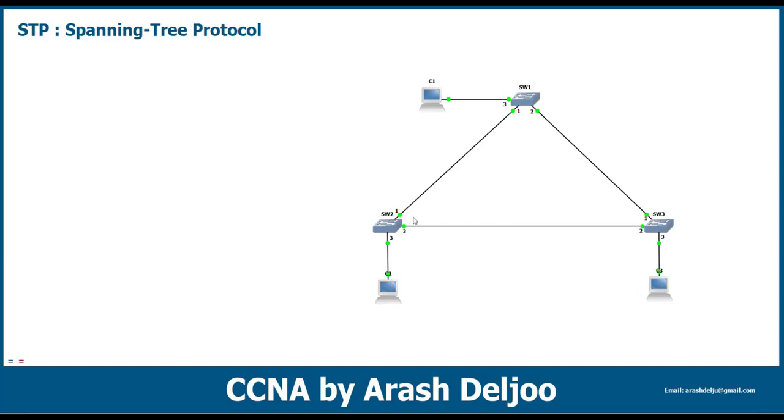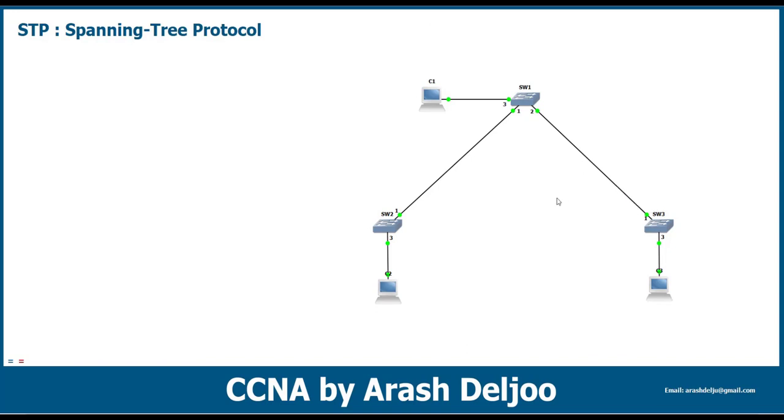I added one link between switch 2 and switch 3 for redundancy. Let me remove this link. If you don't have this link, when, for example, the link between switch 1 and switch 2 fails, this means that we don't have connectivity between computer 2 and computer 3 and computer 1. Or if the link between switch 1 and switch 3 fails, this means that we don't have connectivity between computer 3, computer 2 and computer 1.